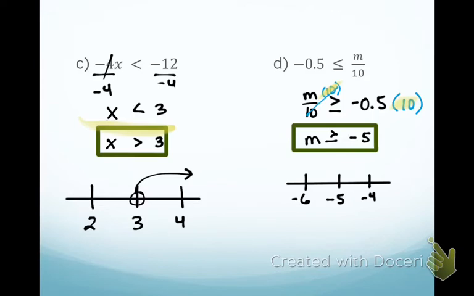He said it's a closed circle. Class, do you agree or disagree? Agree. I do agree also because it can equal negative 5. And his arrow went to the right. Do we agree or disagree with that? I also agree because all solutions are greater than negative 5.